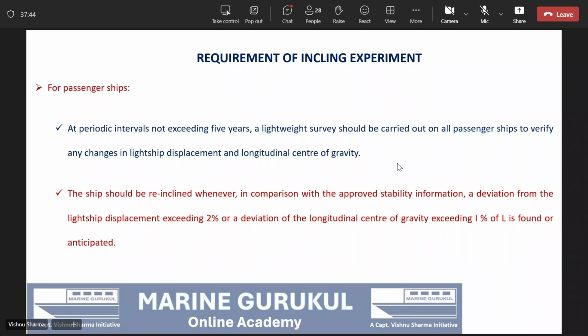So what is the need? Now, if the question says, what is the requirement for re-inclining? Number one, whenever there is a major structural alteration, which is likely to materially shift the center of gravity, the vessel should be re-inclined. But additionally for passenger ships, at every 5 years interval, there has to be a light ship survey. And if the light displacement of the passenger ship is found to have changed by more than 2%, or its LCG is found to have changed by more than 1% of its length, the passenger ship should be re-inclined.